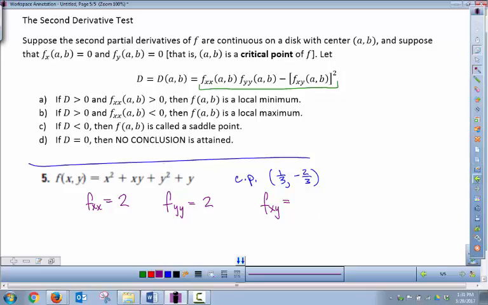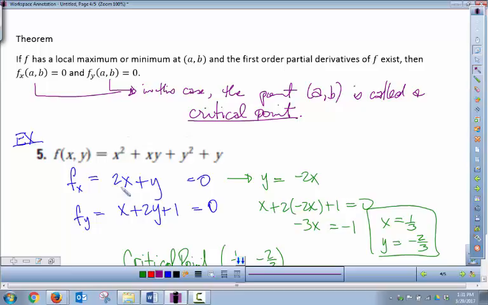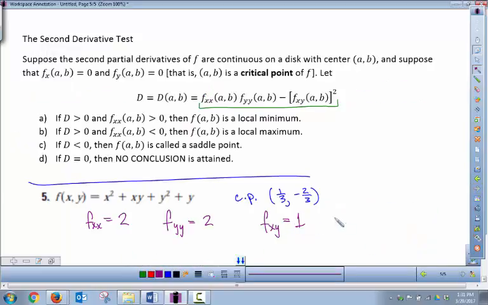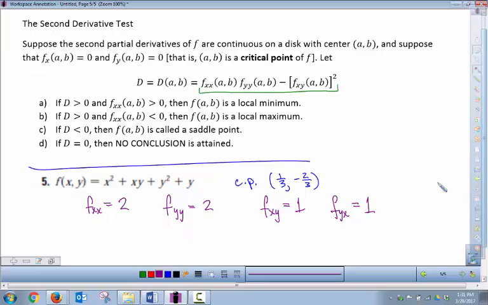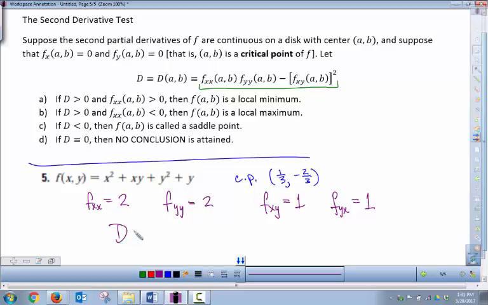Two x plus one. No, that's just one, right? So f_xy, which, by the way, is the same thing as f_yx. We don't actually have to plug in anything because we don't have anything to plug in. You don't want to plug it in, but let's just figure out what the discriminant is. So our D is equal to 2 times 2 minus 1 squared equals 3.